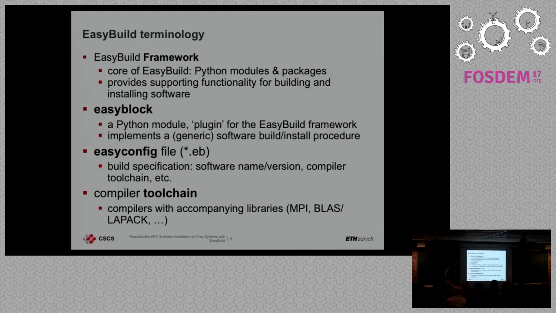Last concept is the toolchain, which is very important. It's the base for any easy config file. It's actually the compiler and also the basic libraries that are used. So typically it's MPI, BLAS, LAPACK, ScaLAPACK. These are the basic things that we see used on HPC. So it's called the toolchain, and it's grouped together, so that it is a base toolchain for building the software.